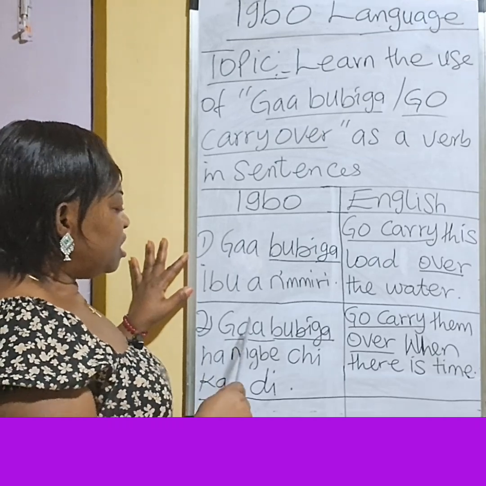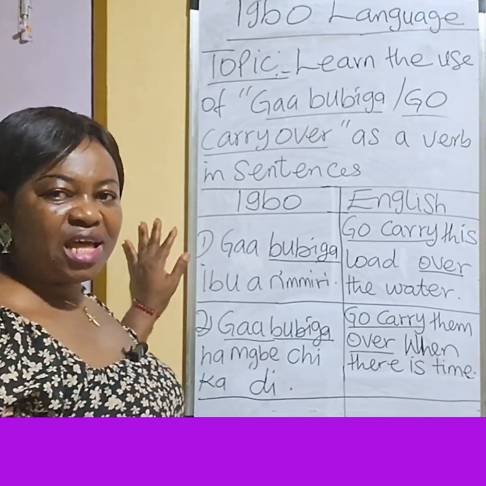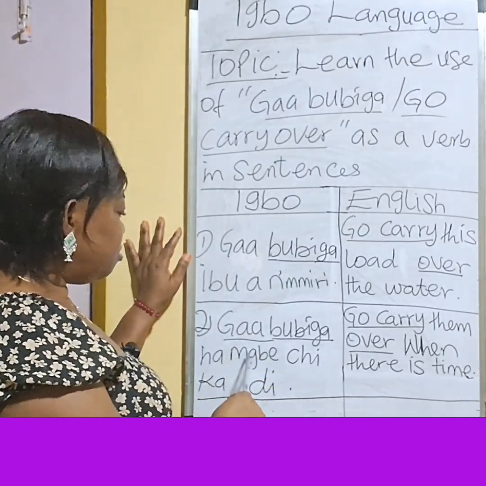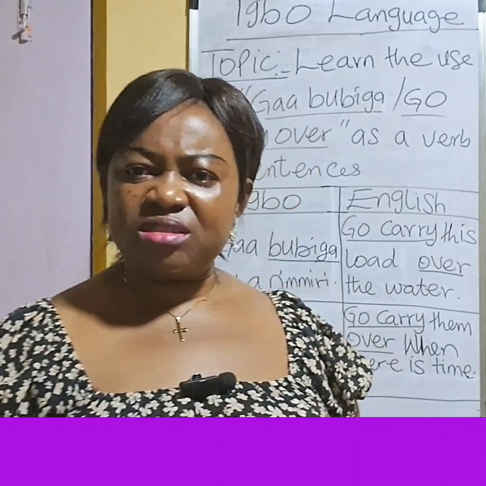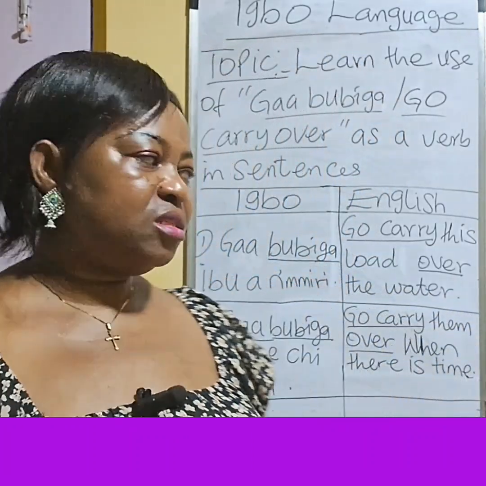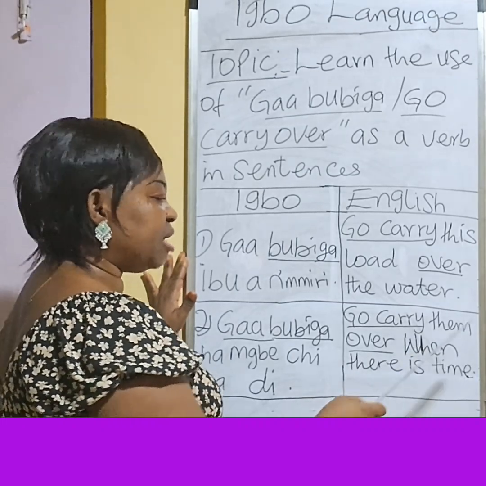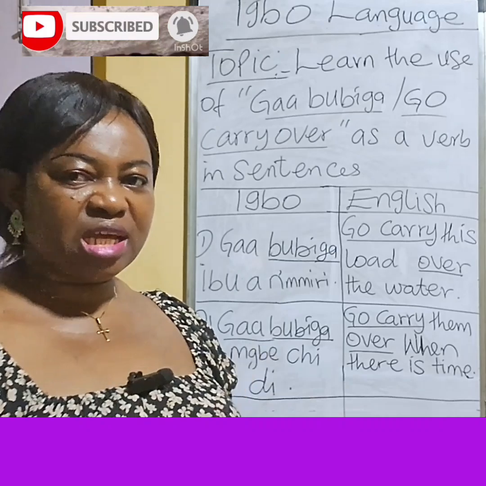Number 2, ga bubiga ha mgbe chi ka dị. Class, say it. Ga bubiga ha mgbe chi ka dị. Remember, ga is a command. It has double a. So ga bubiga ha mgbe chi ka dị, meaning go carry them over when there is time.